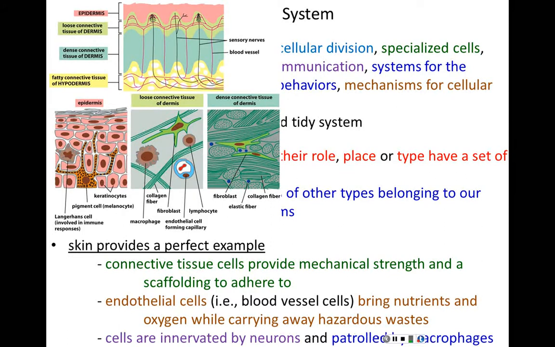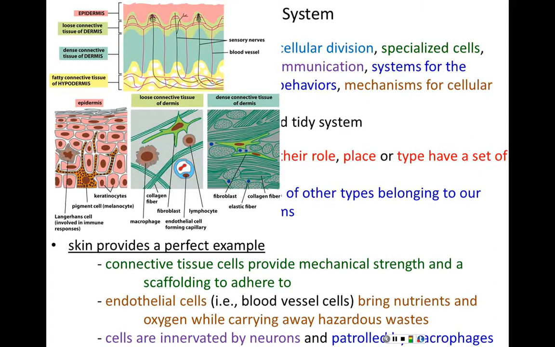And that's not enough. The skin cells also need to receive information from the rest of the body. They need to be innervated by neurons so that information can be sent to the skin, and more importantly, information coming from the skin can be sent to the rest of the body. The skin, because it is our barrier to the outside world, is most prone to infection. So the skin cells have to be constantly patrolled by immune system macrophages. Dead cells need to be engulfed by macrophages. Invading pathogens need to be engulfed by macrophages.